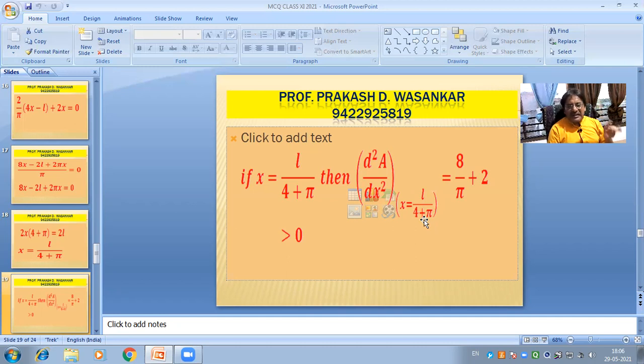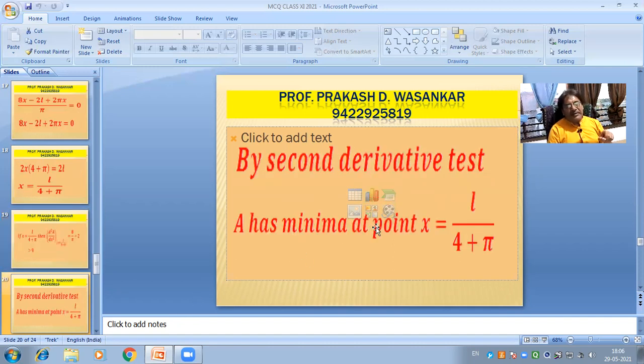So by using the second derivative test, area A is least at x equal to L upon 4 plus pi. Here we use the second derivative test. So by using the second derivative test, A has a minimum at the point x equal to L upon 4 plus pi. And this is the side of the square. Here we first find the side of the square, and then we show that the radius of the circle is equal to half of the side of the square.